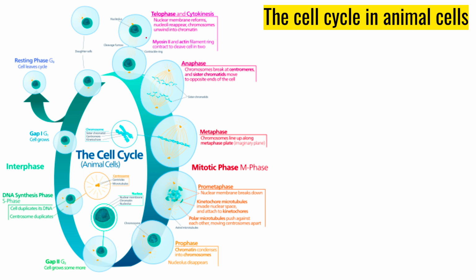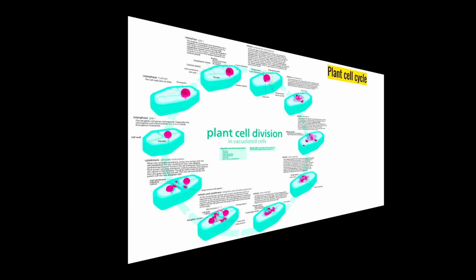In telophase, the nuclear membrane reforms, the nucleoli reappear, and the chromosomes unwind into chromatin. In cytokinesis, myosin II and an actin filament ring contract to cleave the cell into two. Now we have two diploid daughter cells.